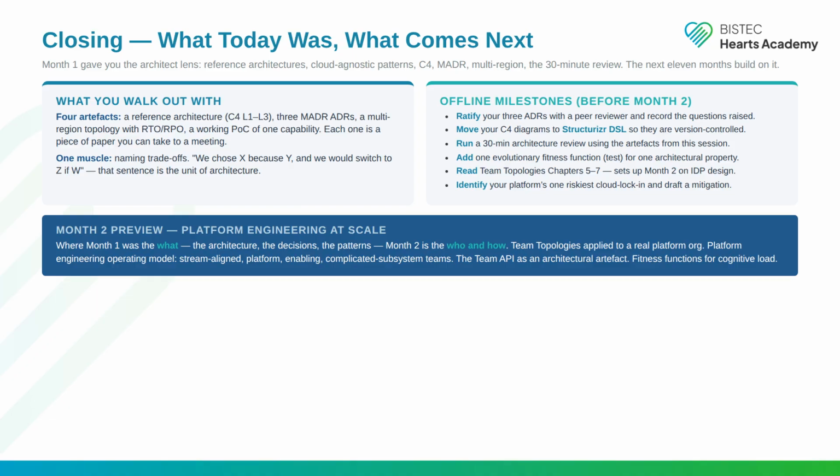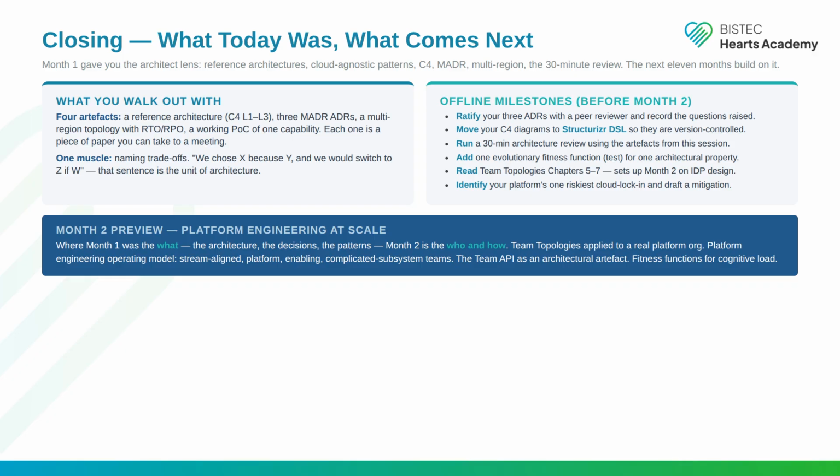Month 2 preview. Where month 1 was the what, the architecture, the decisions, the patterns, month 2 is the who and the how. Team topologies applied to a real platform organization. The platform engineering operating model: stream-aligned teams, platform teams, enabling teams, complicated subsystem teams. The team API as an architectural artifact, fitness functions for cognitive load.